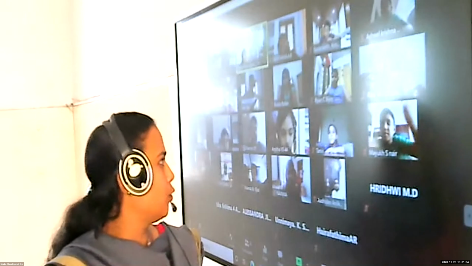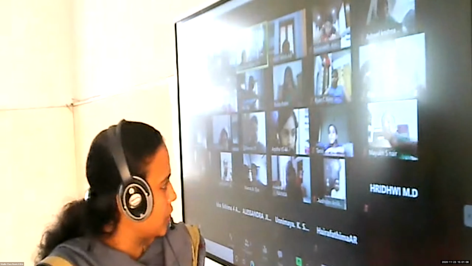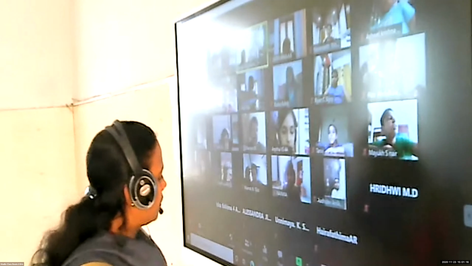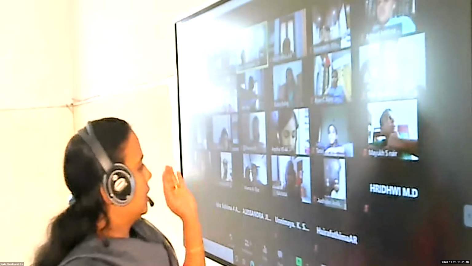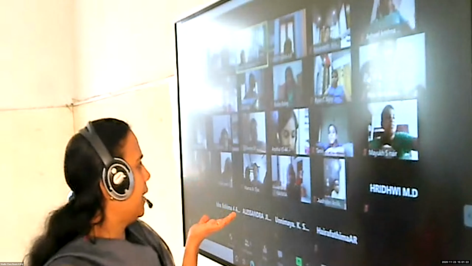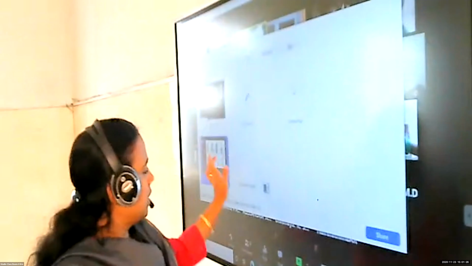Okay, so Arpita, can you say what is an equivalent fraction? Fractions that denote the same part of a whole. So you can easily understand from the picture that it is the same amount. Okay, and how can we make an equivalent fraction? By multiplying.